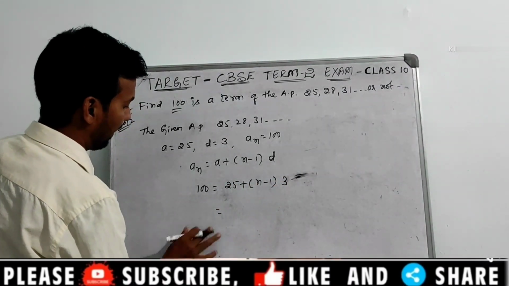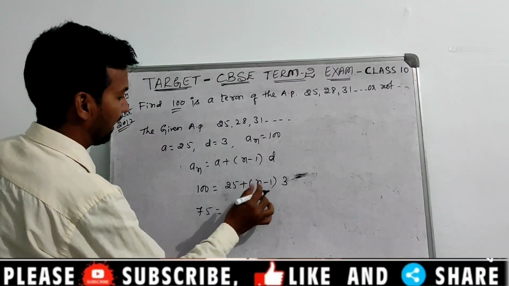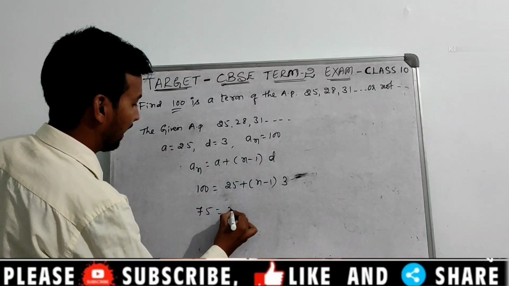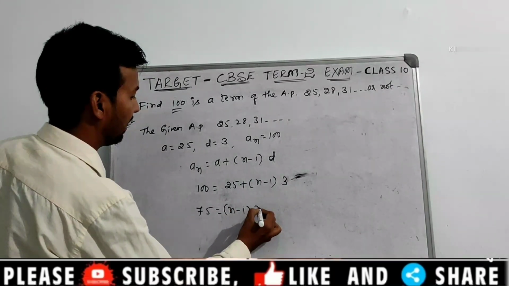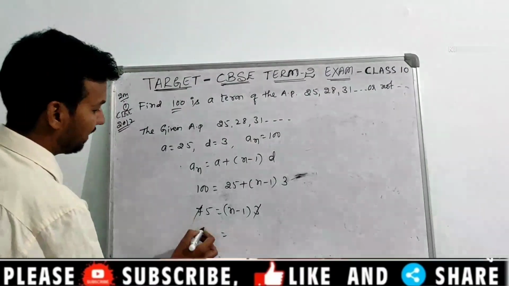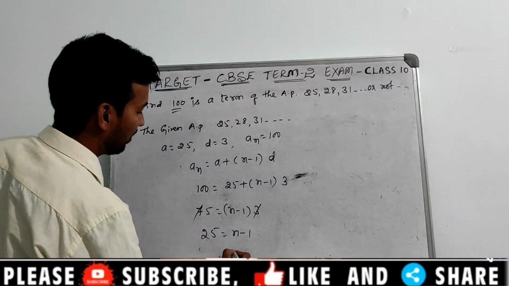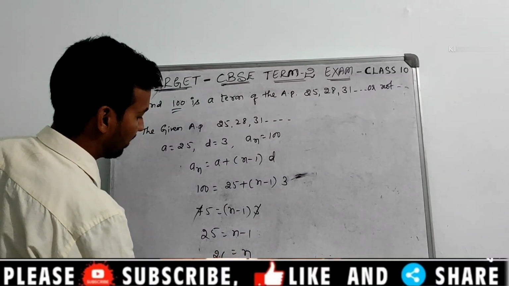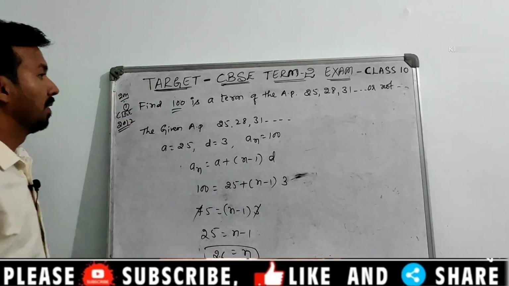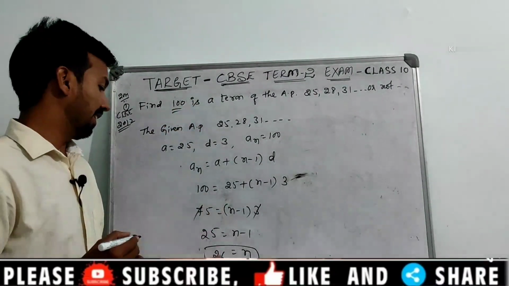Here 100 minus 25, we get 75. Again 3 into n, again n minus 1 into 3. Here 3 1s are 3, 3 2s are 6. Again 15, 3 5s are 15. N minus 1 is equal to 25, n is equal to 26. Therefore, 100 is the 26th term of an AP.